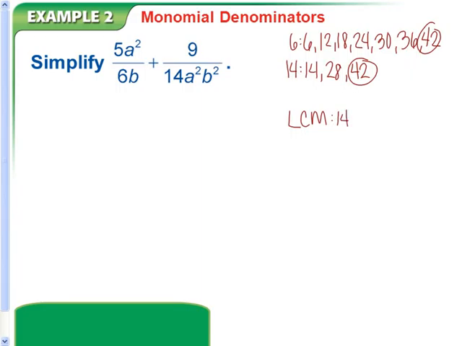But then we look at the variables. We write down each base, and then whichever one has the most. So a has an exponent of 2 as the highest, b has an exponent of 2. So that's what we need to have our denominators become. So how do we change 6b so that it looks like our least common multiple? Oh, I wrote that down as 14. Ignore that, sorry, that should have been 42.